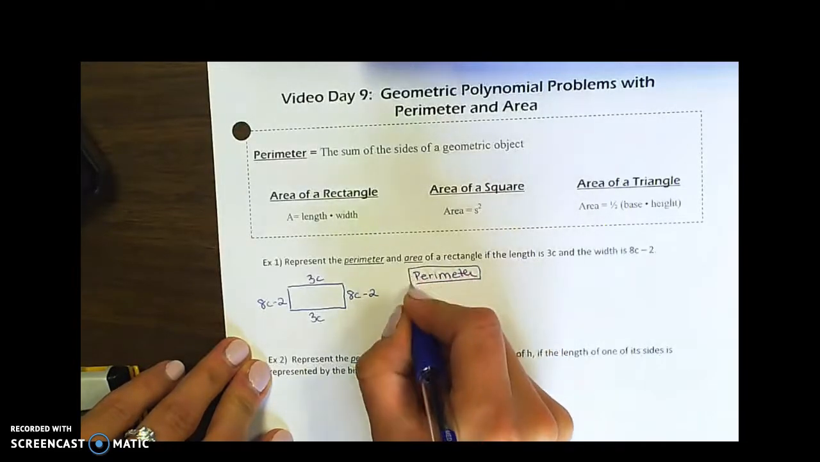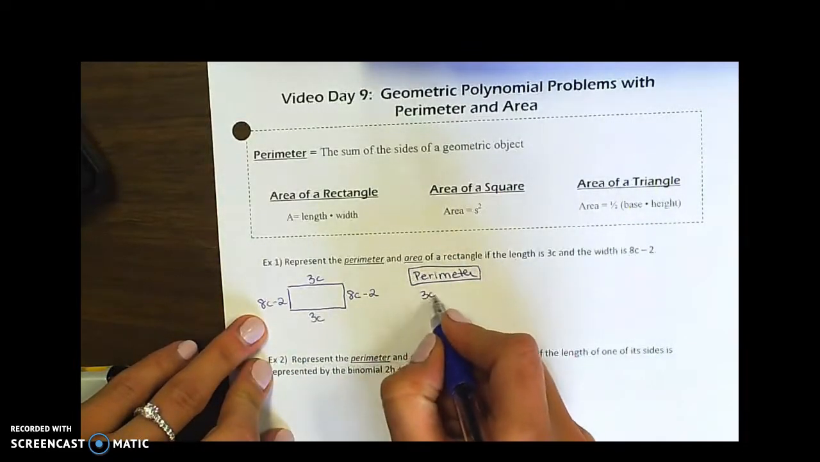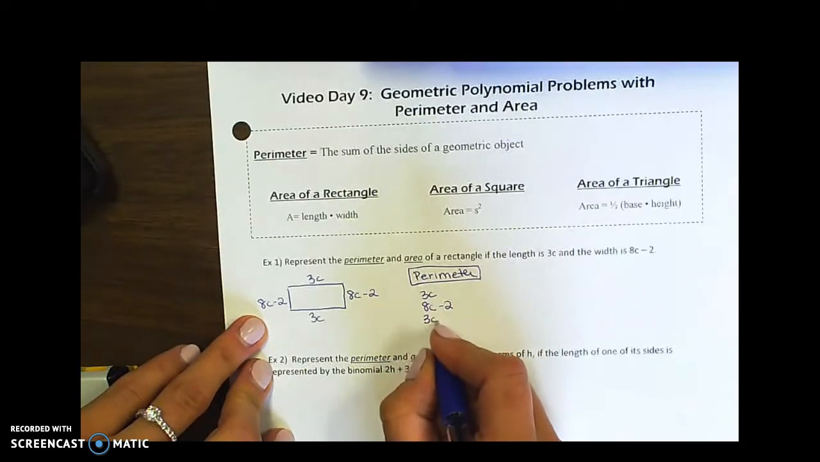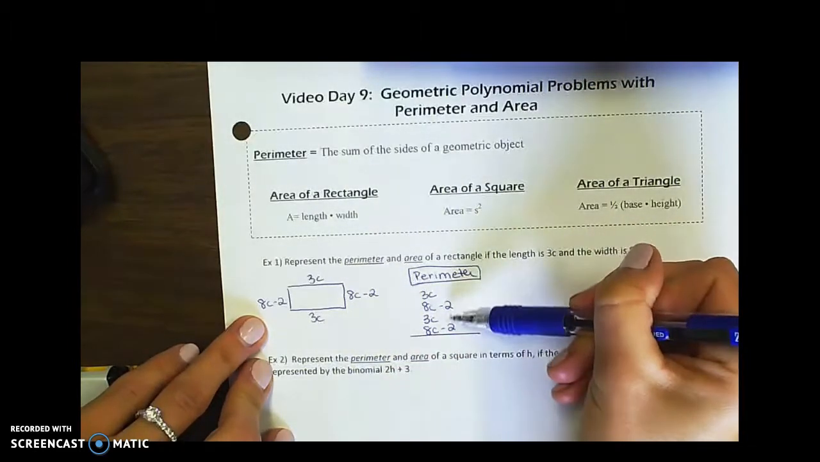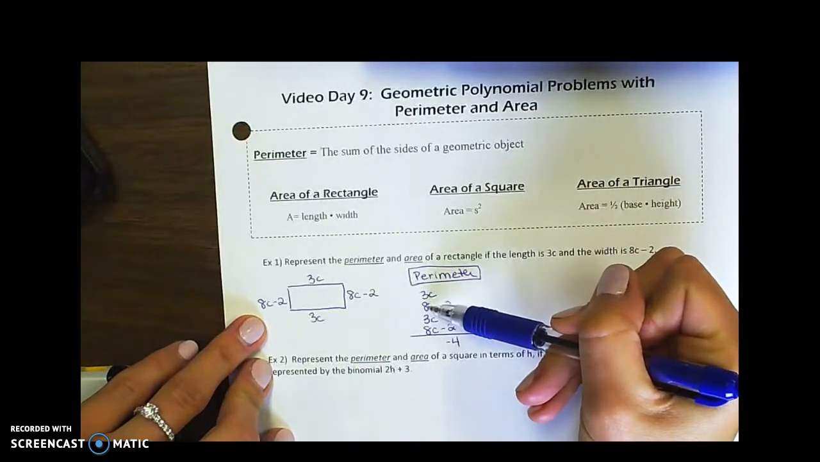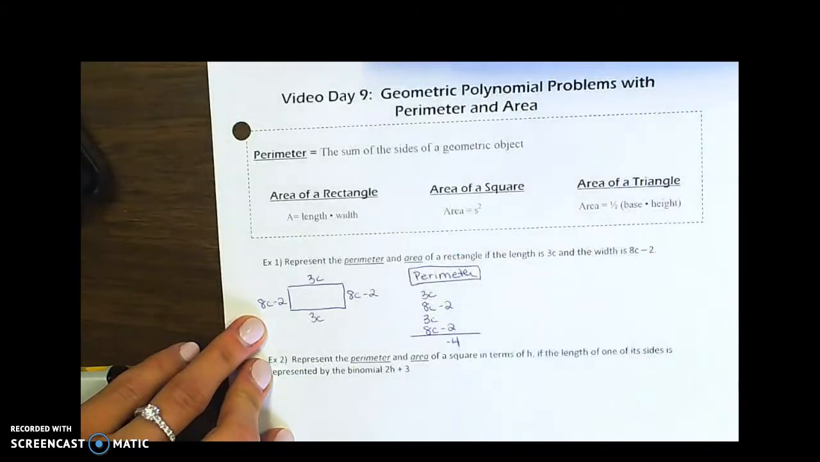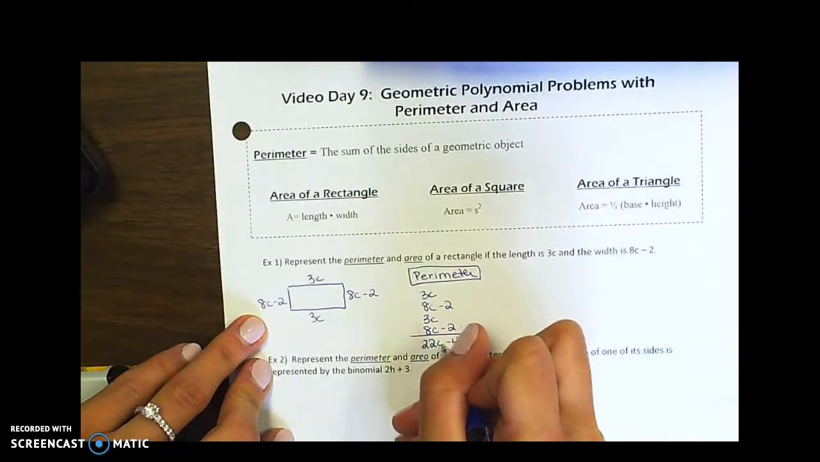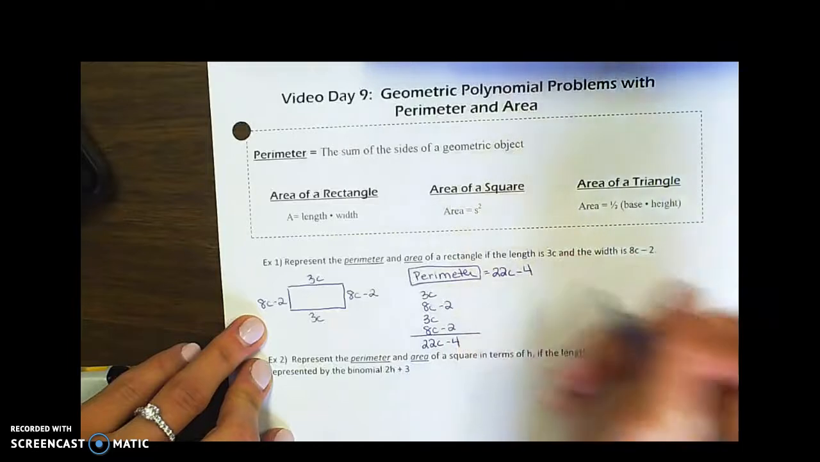For the perimeter, we want to add all the sides. So I'm going to add all the sides here: 3c, 8c minus 2, 3c, and 8c minus 2. When I add all those together, we're going to end up with minus 4. 3 plus 8 is 11, plus 3 is 14, plus 8 is going to give us 22c. So my perimeter is 22c minus 4.